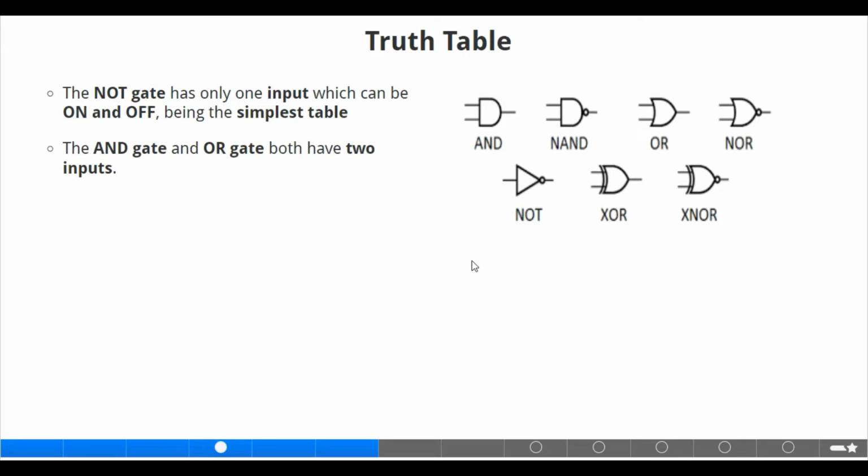So, let's continue also with truth table. The NOT gate, whether you have input or output, has only one input, which can be on and off, being the simplest table. The AND gate and OR gate both have two inputs. Either you do on together or off together, or you repeat on and off at the same time. We also have other types of logic gates. We have NAND, we have NOR, we have XOR, we have XNOR.